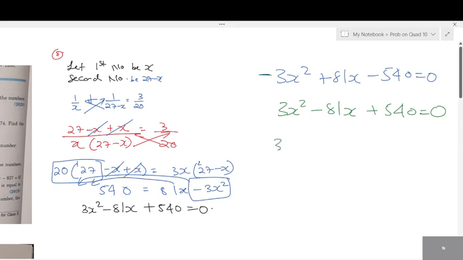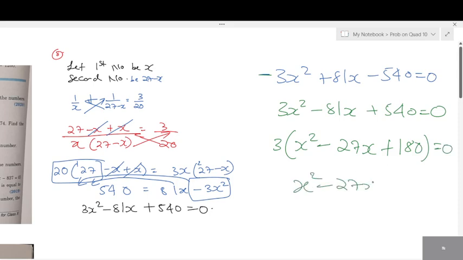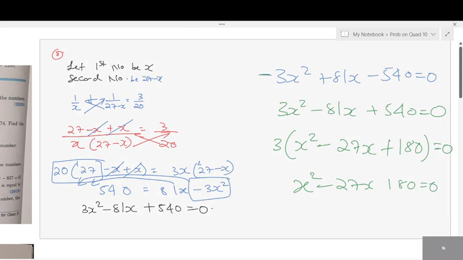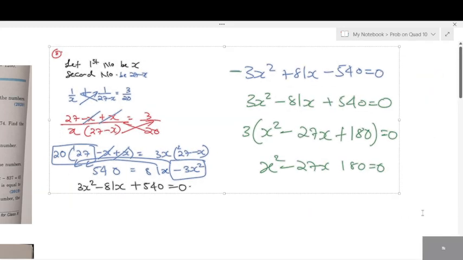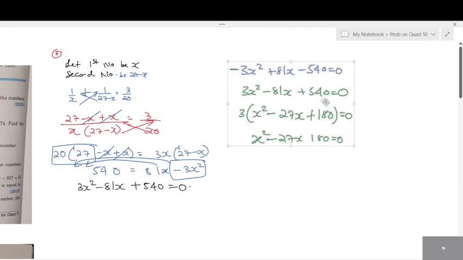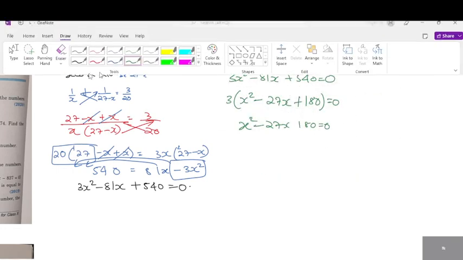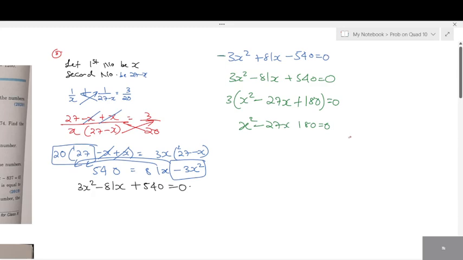Now, 3 is common. 3 is common: x square minus 27x, since 3 times 27 is 81, plus 180, since 3 times 180 is 540, is equal to 0. You get this equation: x square minus 27x plus 180 is equal to 0.